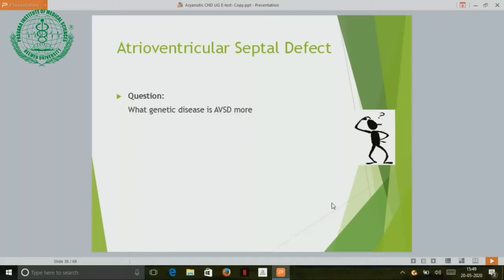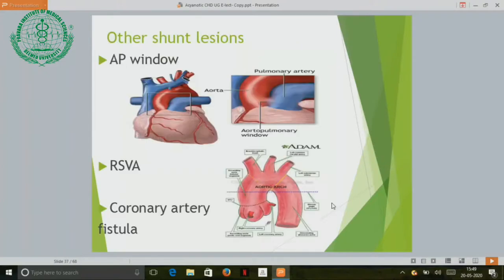which genetic syndrome or disease is associated with AVSD most commonly? All of you know, it is trisomy 21 or Down syndrome. As all of you know, in Down syndrome the most common CHD or congenital heart defect is endocardial cushion defect, that is nothing but the AV septal defect. It is seen in almost 25% of Down syndrome babies.